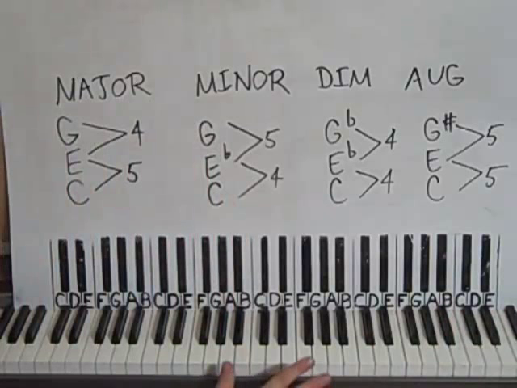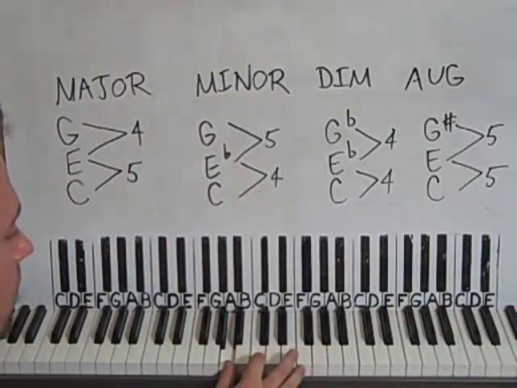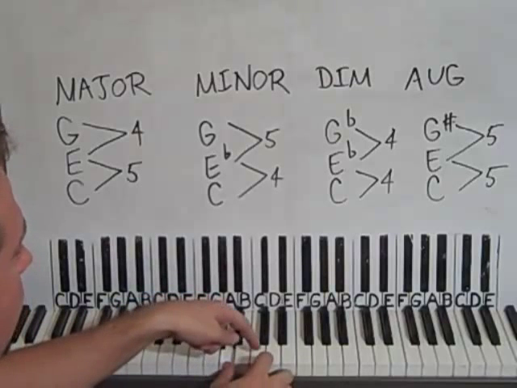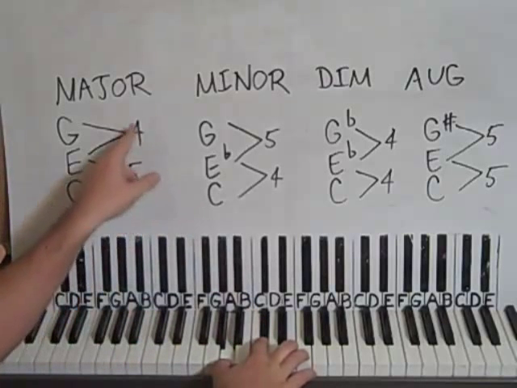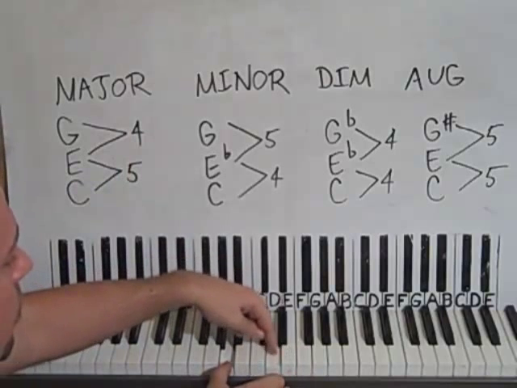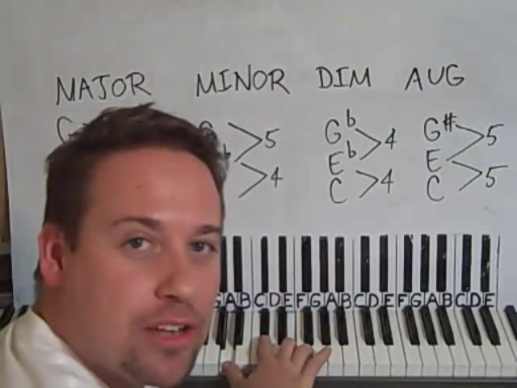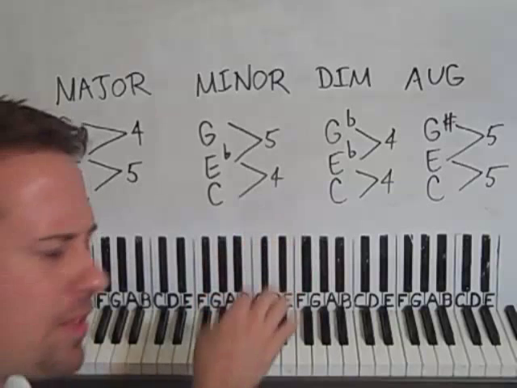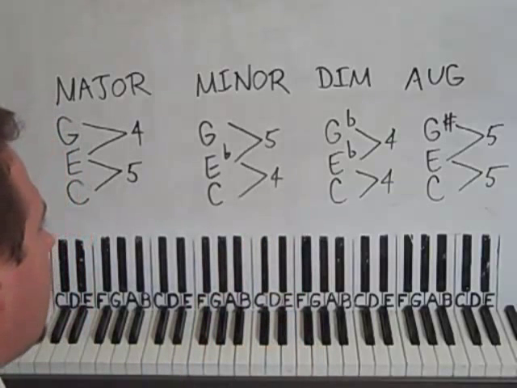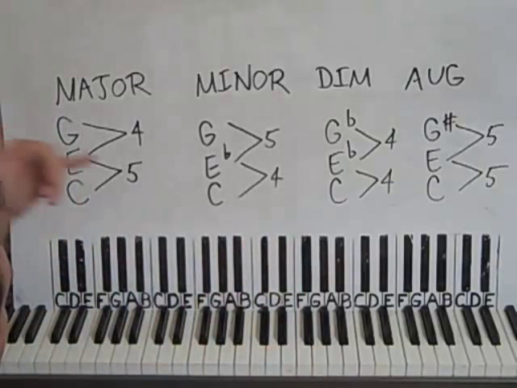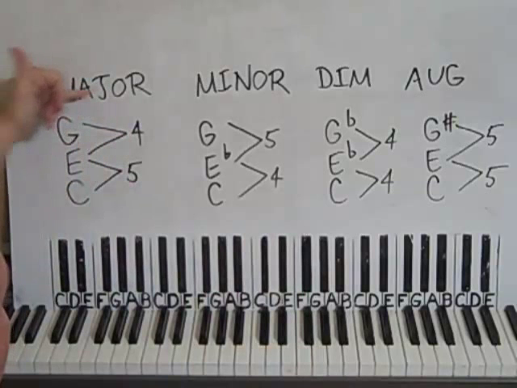5, 4. Start on any key on the piano, go 5, 4, and you have a major chord. Let me show you what I mean. If I take A, C, E, remember an A, C, E chord? If I start on the A, 1, 2, 3, 4, 5, and then 4. 1, 2, 3, 4. I have an A major chord. And that's how you can tell by the sound too, because it's a happy sounding chord. But 5, 4, that's your major chord.